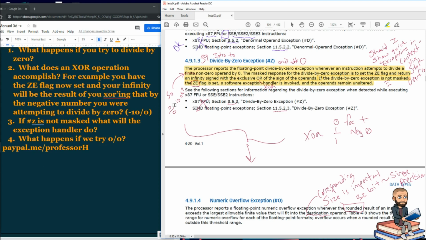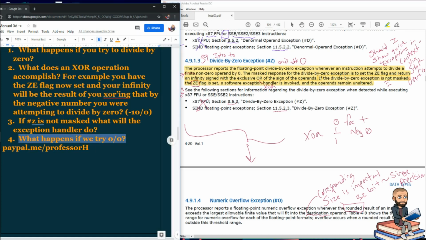And then here's another question, probably for Stack Overflow, because the sentence said, whenever an instruction attempts to divide a finite non-zero operand by 0. So I was wondering, what happens if you divide 0 by 0? Is that 1? So genuine question, what happens if we try that?